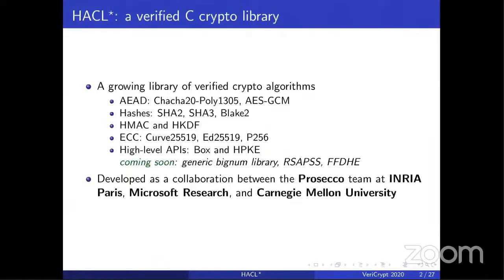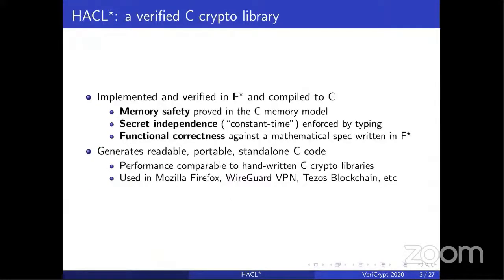which is a growing library of verified crypto algorithms, such as Chacha20-Poly1305, SHA-2, HMAC, HKDF, Curve25519, and hopefully coming soon, a generic BigNum library. This project is developed as a collaboration between the Prosecco team, Microsoft Research, and Carnegie Mellon University. The code in HACL-star is implemented and verified in F-star and compiled to C via the Kremlin backend.